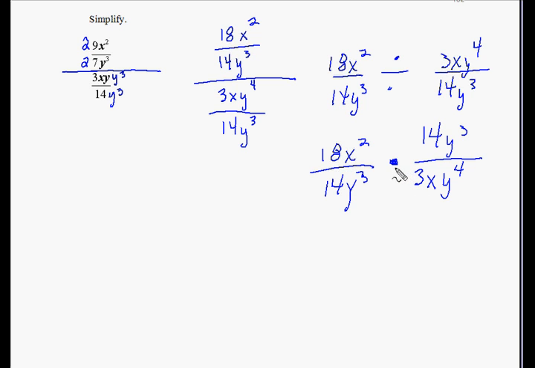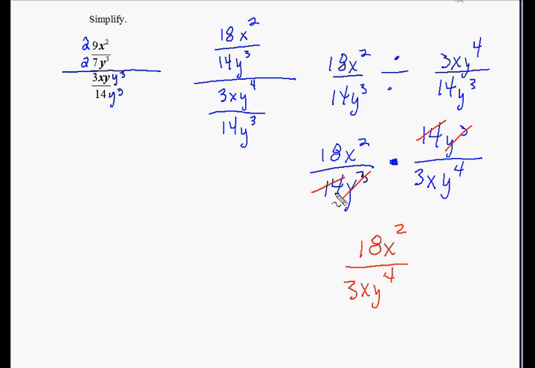Now when you're multiplying fractions, you get to reduce any common factor with the numerator that's also in the denominator. So 14 goes into 14 once, y cubed goes into y cubed once, and all that's holding all this together is multiplication, so that's why we're able to do this reducing. And we can also reduce this numerator and denominator, but I want you to see what that looks like for a second. That's 18x squared over 3xy to the fourth.